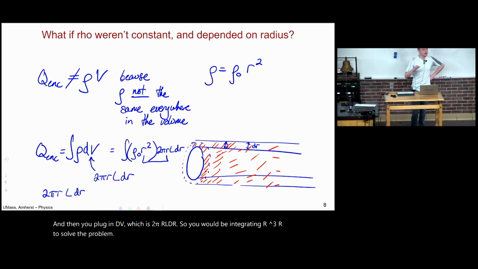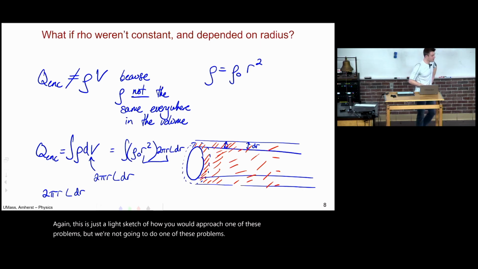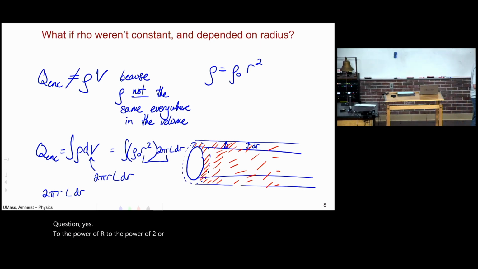Again, this is just a light sketch of how you would approach one of these problems, but we're not going to do one of these problems. Question, yes? Are you saying rho to the power of r to the power of 2, or just rho times r to the power of 2? It's just rho naught is some constant. It's like 3r squared might be the function.